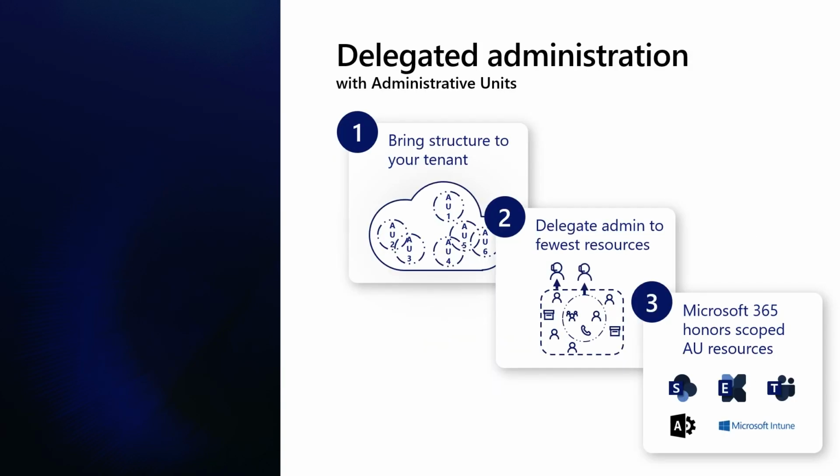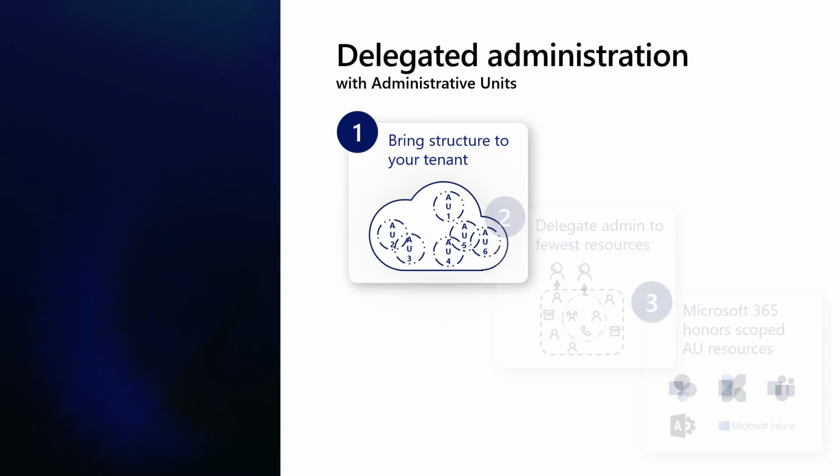So that brings us into delegated administration. In this case, there's three constructs here. Number one is build the structure for your tenant. In the on-premises world, this was called organizational units. In the cloud, it's called administrative units.